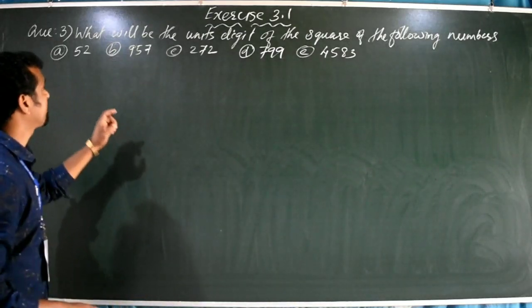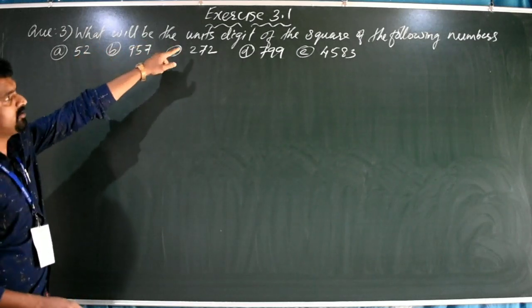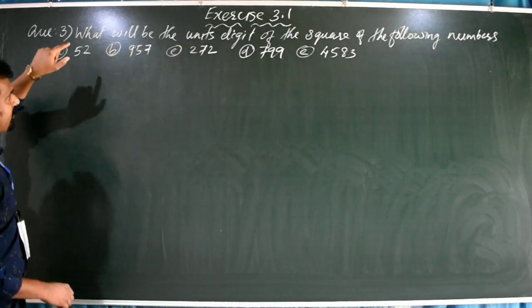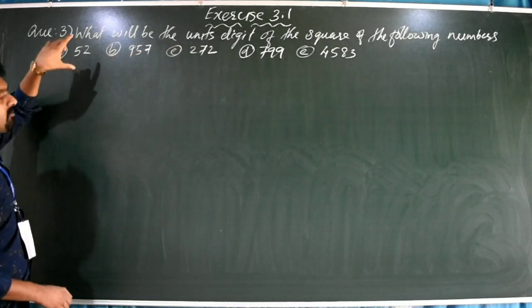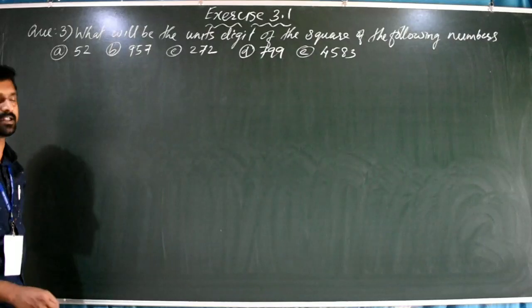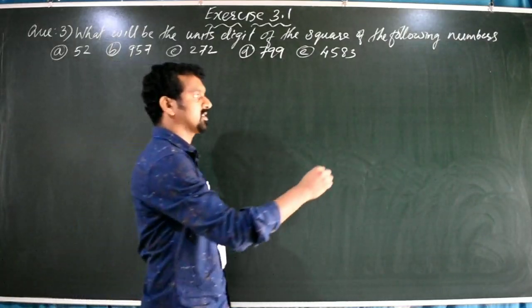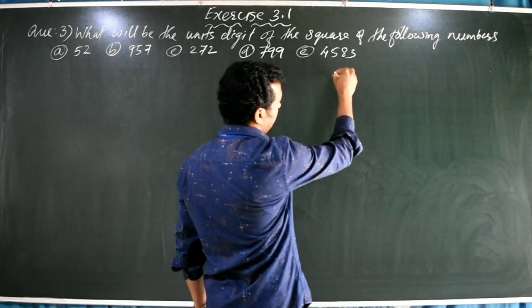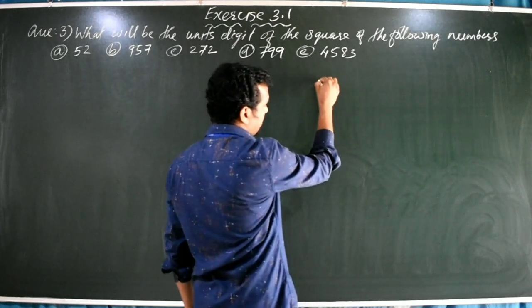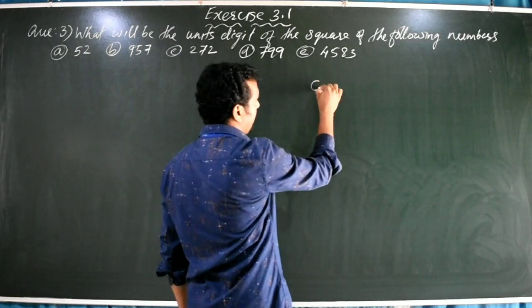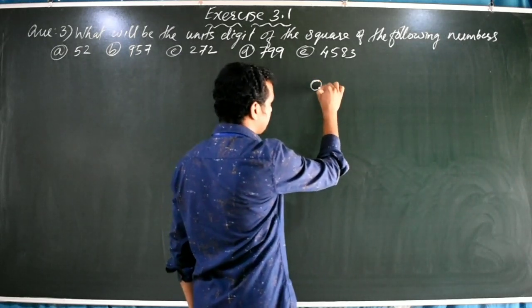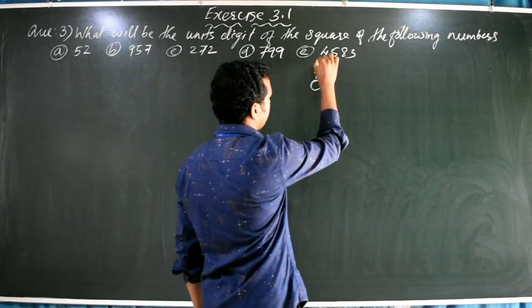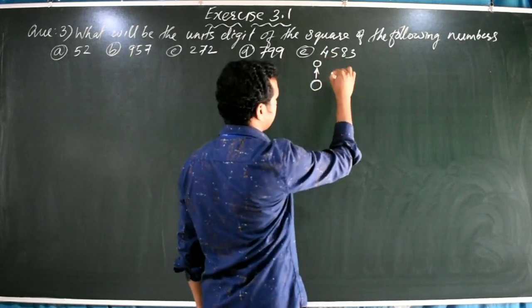Let's see the question. What will be the units digit of the square of the following numbers? If we find out the square of this number, then what will be its unit digit? That is the question. In the previous video we have studied the properties of squares. In the properties of squares and square roots we have studied, if a number ends with the digit 0, its square also will end with the digit 0.